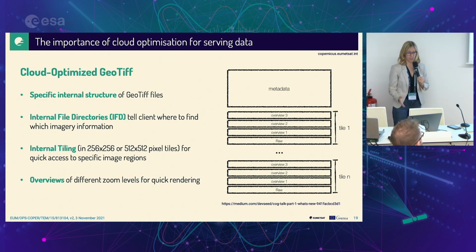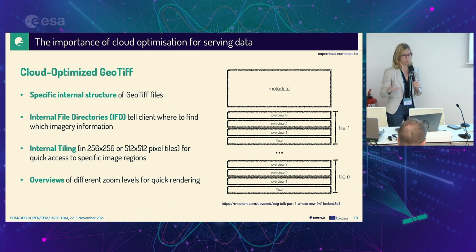So cloud optimized GeoTIFFs, I think you all worked with them already. They have a specific internal structure compared to the more traditional GeoTIFF files. It has an internal file directory which tells the client where to find the specific information from the imagery. It also allows for internal tiling for quicker access to specific image regions. And it provides overviews at different zoom levels for quick rendering of large volumes of data.